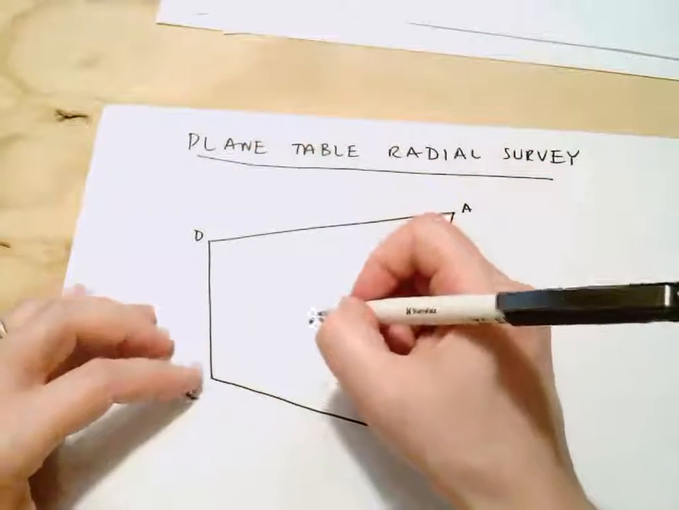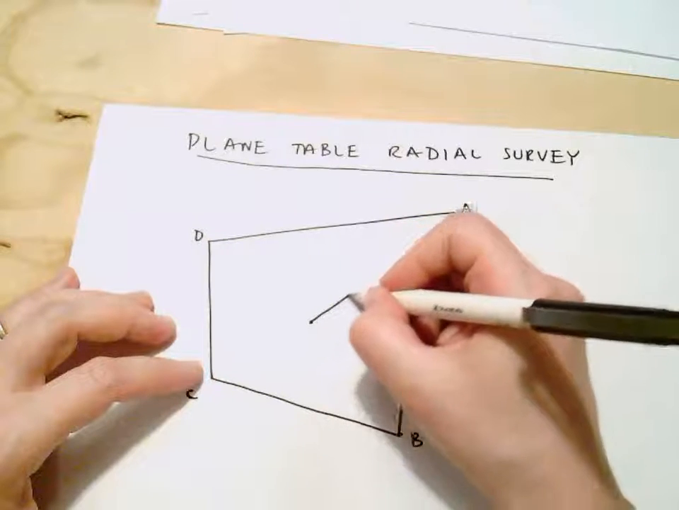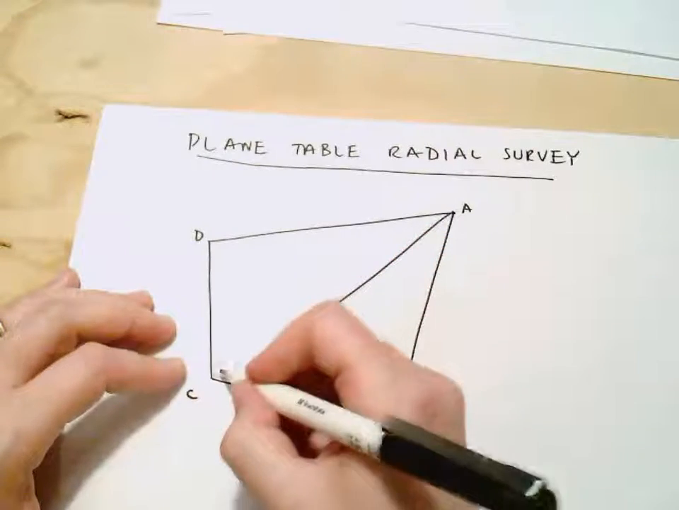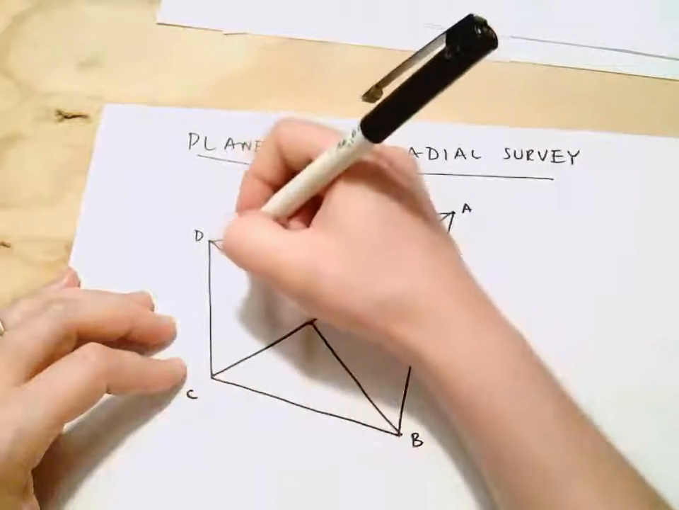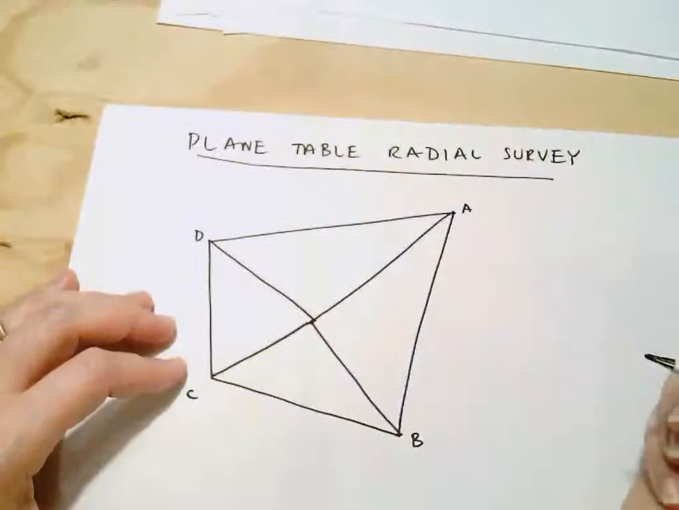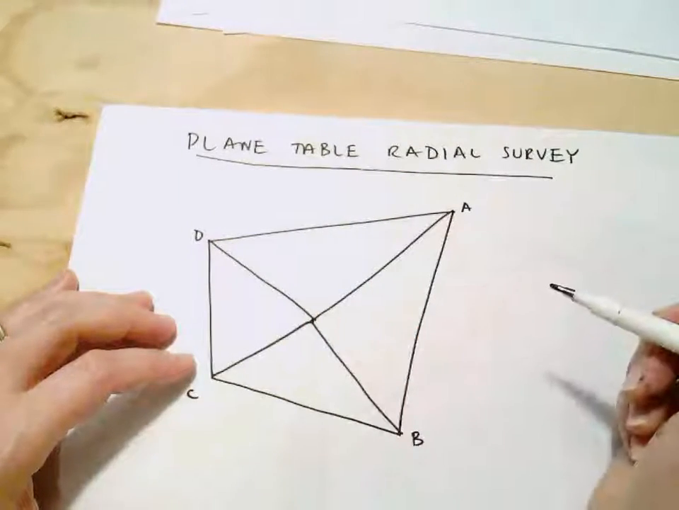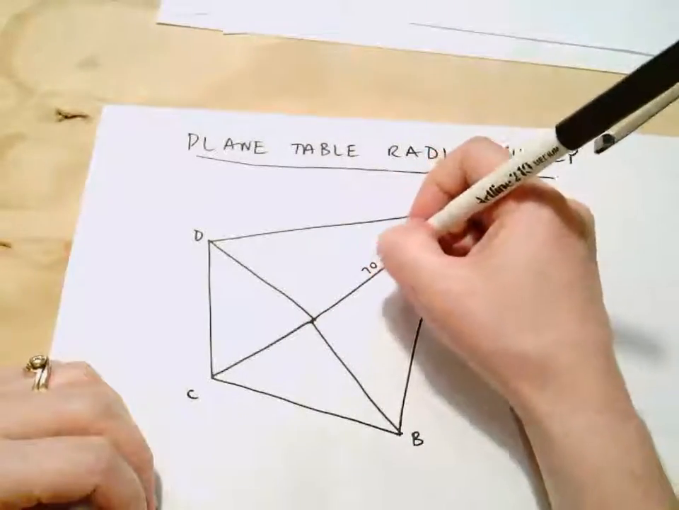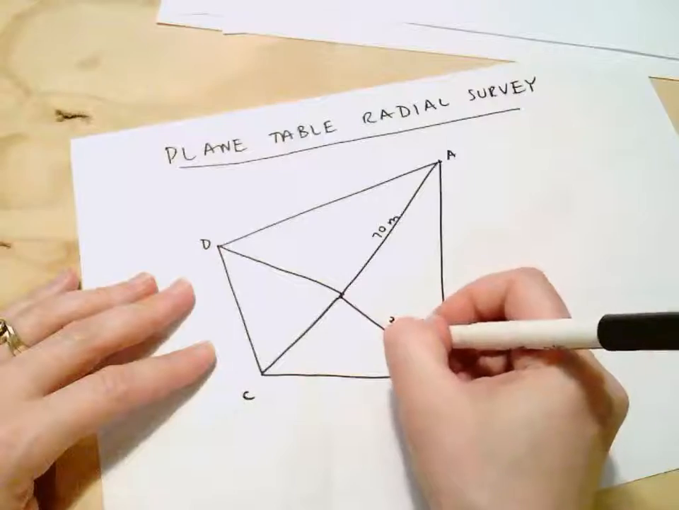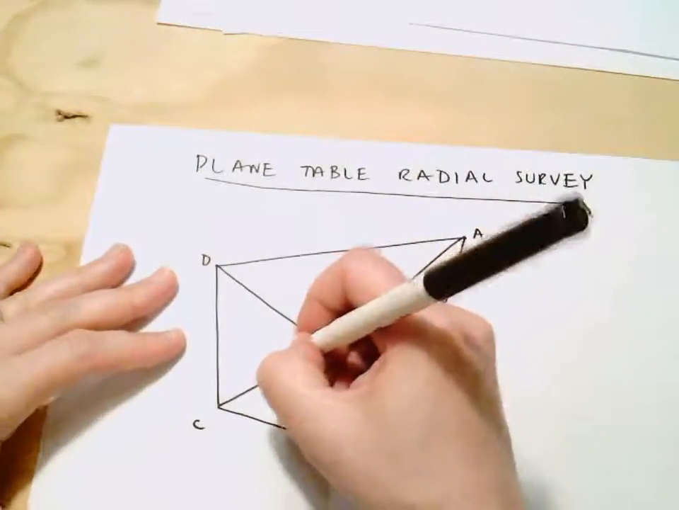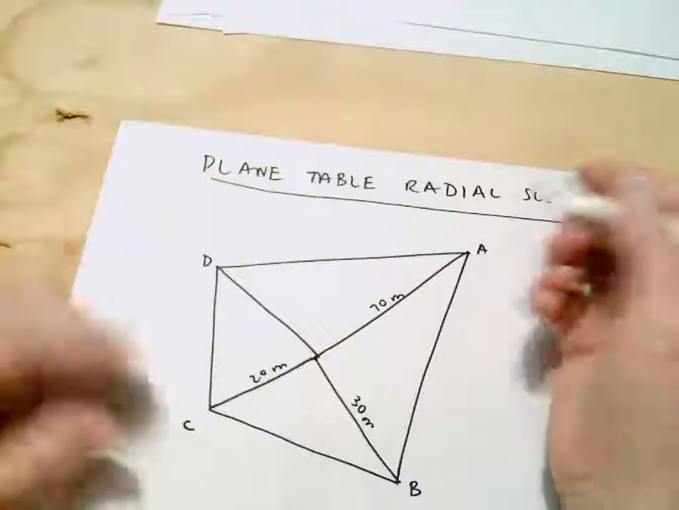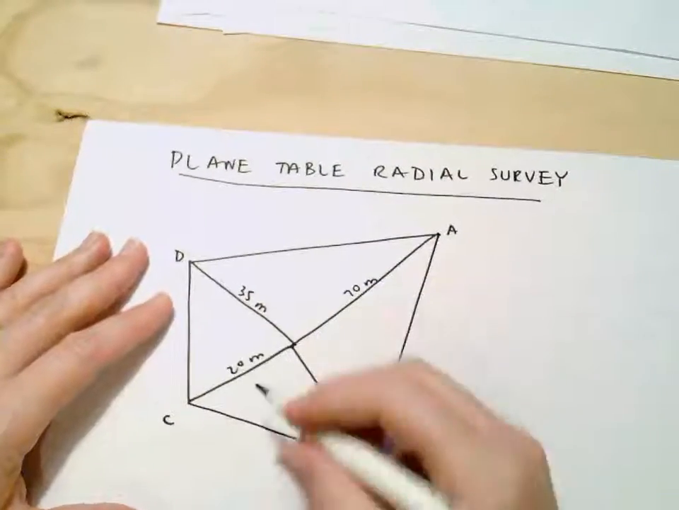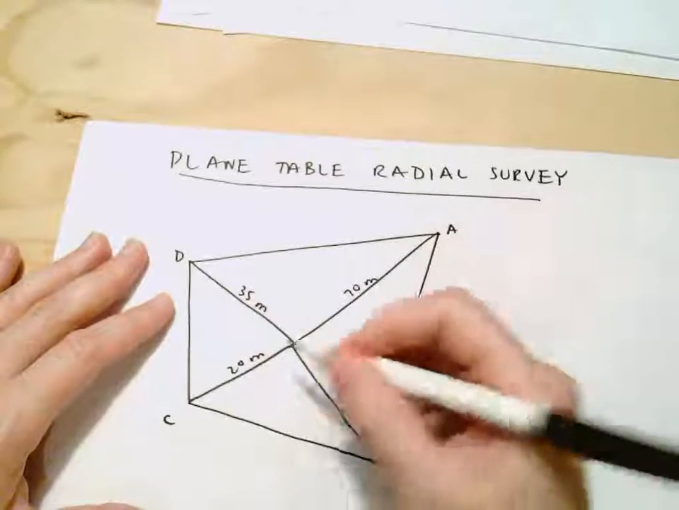What you do is you measure the distance from each of those corners to the centre, or from the centre to each of those corners. You literally get out a tape measure, or a trundle wheel or whatever, to mark out and measure those distances. Let's just say, for example, this distance was 70 metres, this one might have been 30 metres, this one might have been 20 metres, and this one, maybe 35 metres. So that's the first thing: you measure out the distances to the different corners of your field.